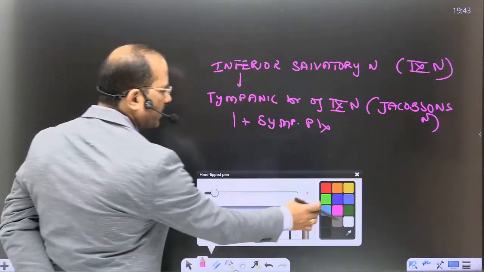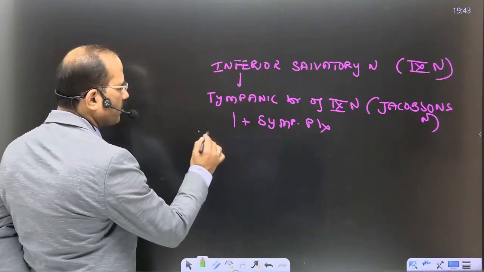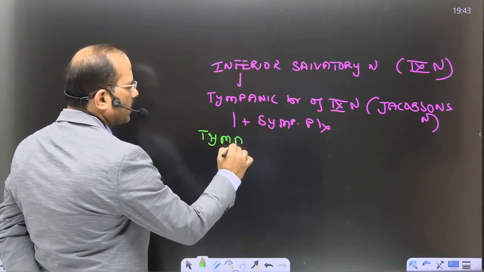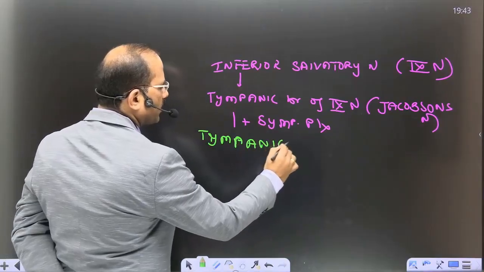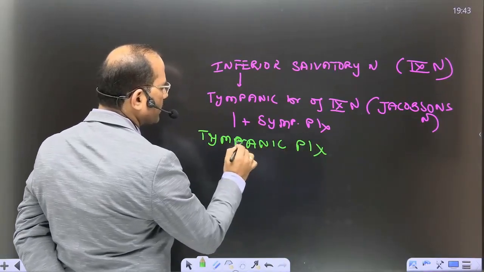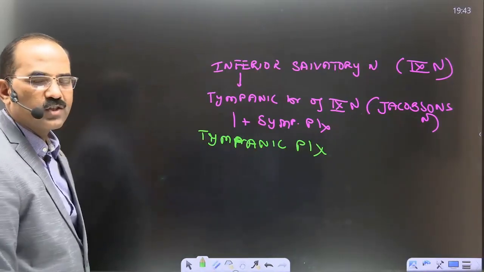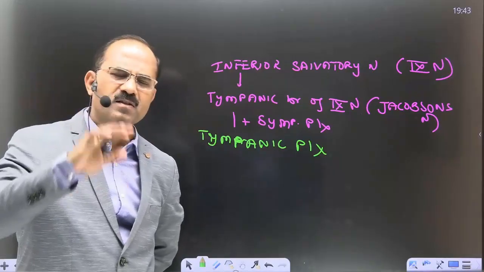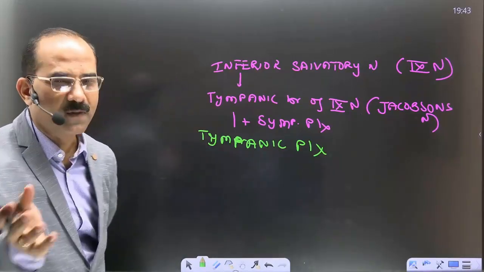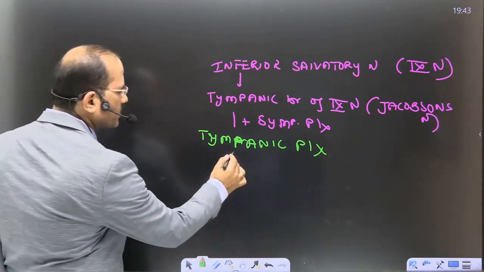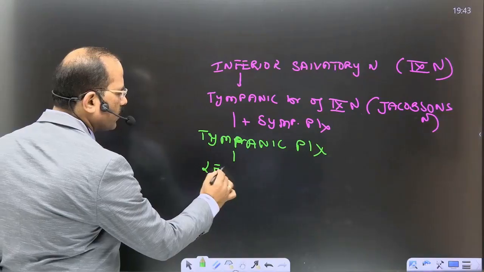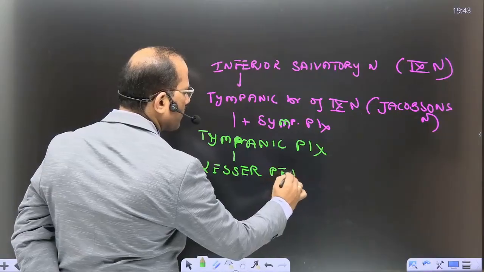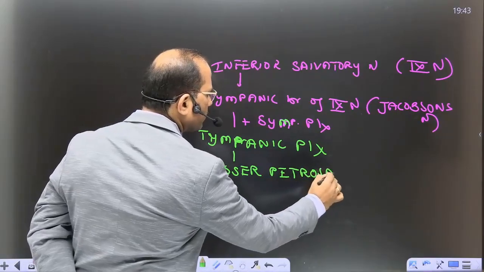So the tympanic branch of glossopharyngeal nerve joins with the sympathetic plexus and forms the tympanic plexus. Where is this tympanic plexus located? In the medial wall of middle ear. From the tympanic plexus, we get a nerve. What's that? Lesser petrosal nerve. Students, this lesser petrosal nerve, have we heard somewhere?